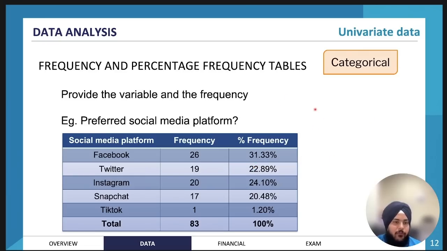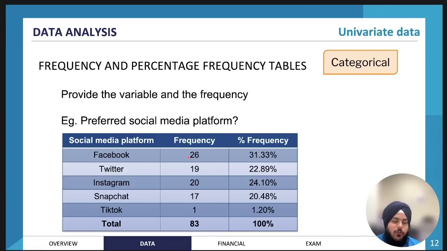Okay, so first we have frequency and percentage frequency tables. As their name suggests, we're just denoting the frequency of the particular variables. So for example, if we're looking at the preferred social media platform, let's say we have a sample of 83 students and we're denoting their preferred social media platform. A frequency table would literally just list how many students have each preferred social media platform. So the frequency just represents the exact number of people in that sample that prefer that social media.